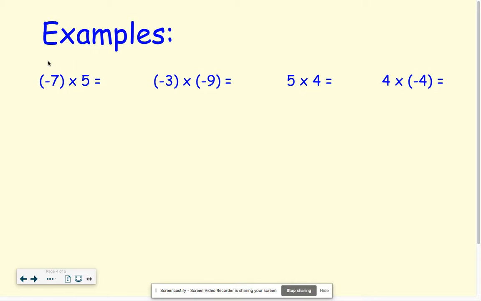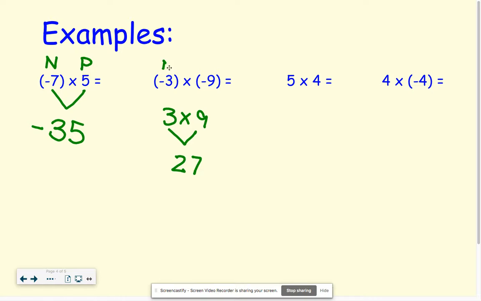So the first one, we have a negative number and we have a positive number. Well, we can just multiply 7 times 5. We know 7 times 5 is 35. But because I had one negative and one positive, because I only have one of them, the answer is negative. In our next one, we can do 3 times 9. 3 times 9 is 27.